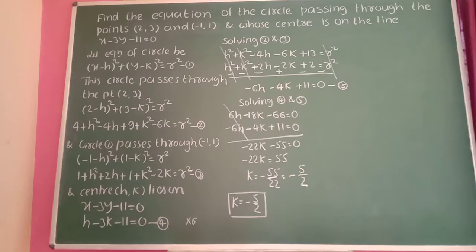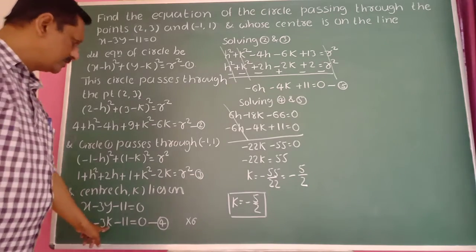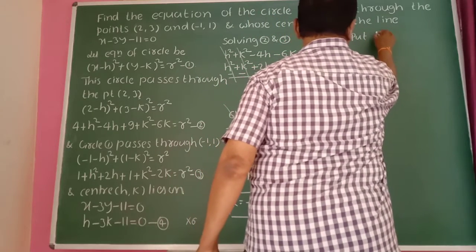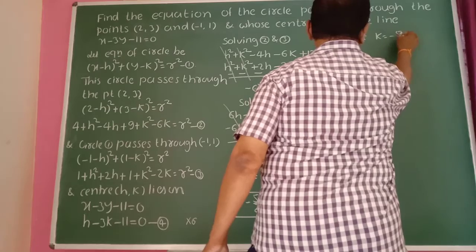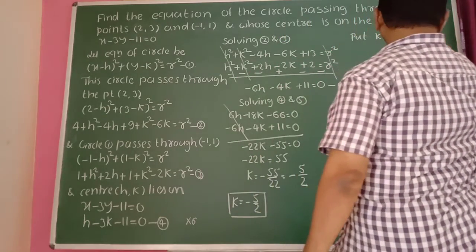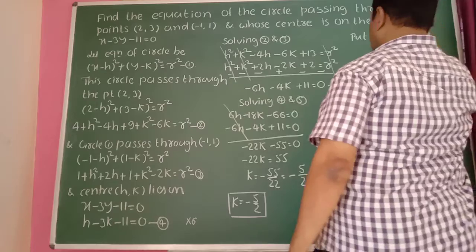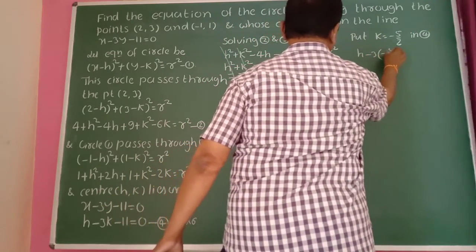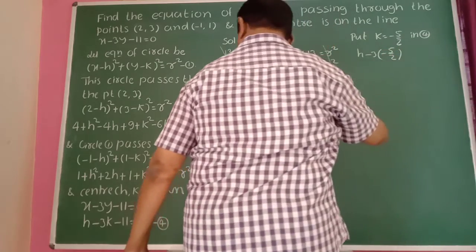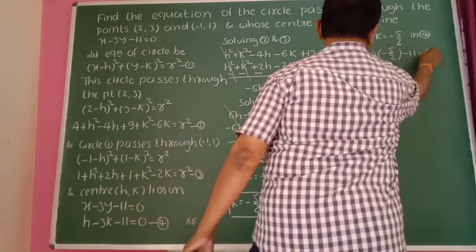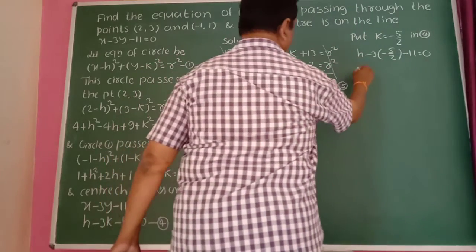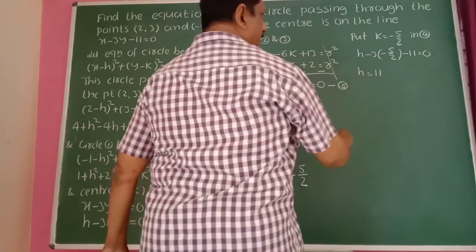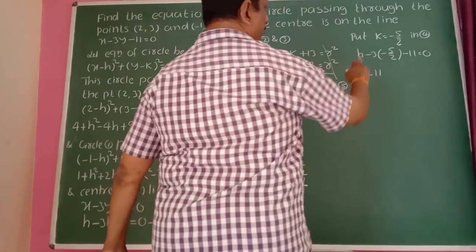Put this k value, k equal to minus 5 divided by 2, in equation 4 to find h. Minus 3 into minus 5 by 2, minus 11 is equal to 0. Take minus 11 to the right hand side, it becomes plus 11. Minus into minus is plus, 3 times 5 is 15 by 2.